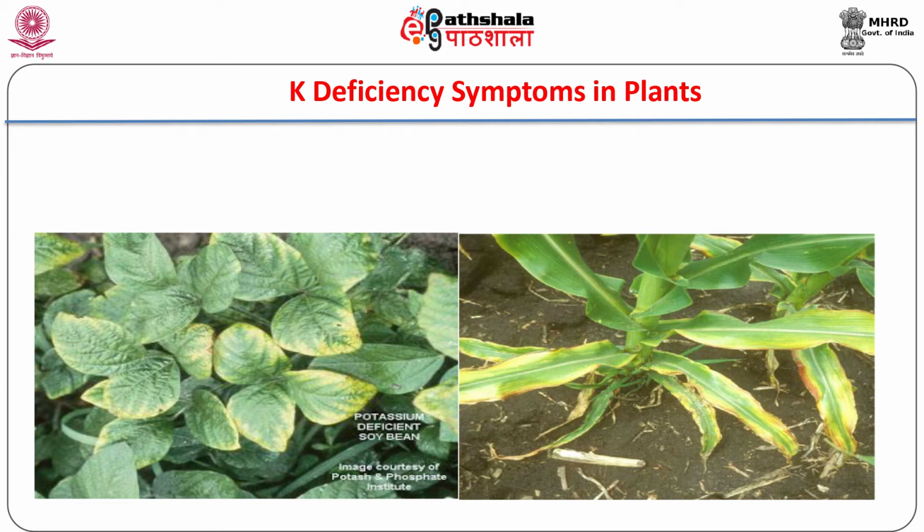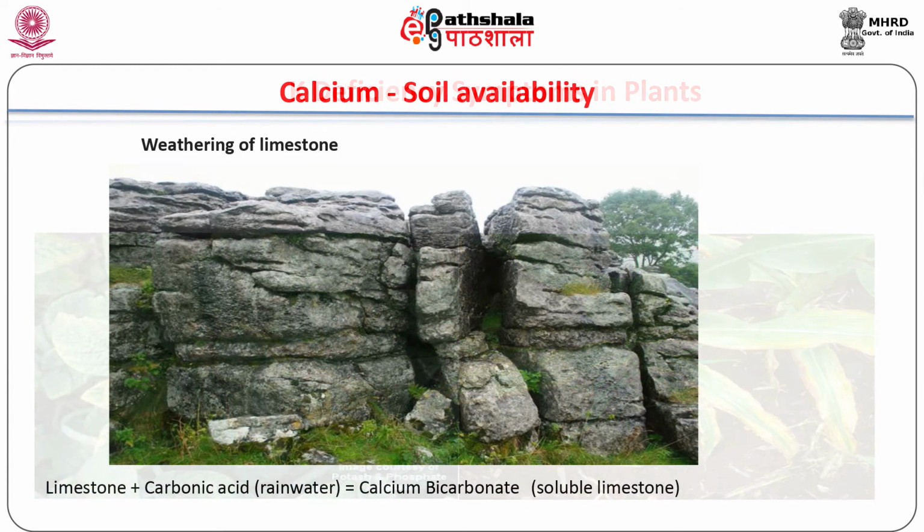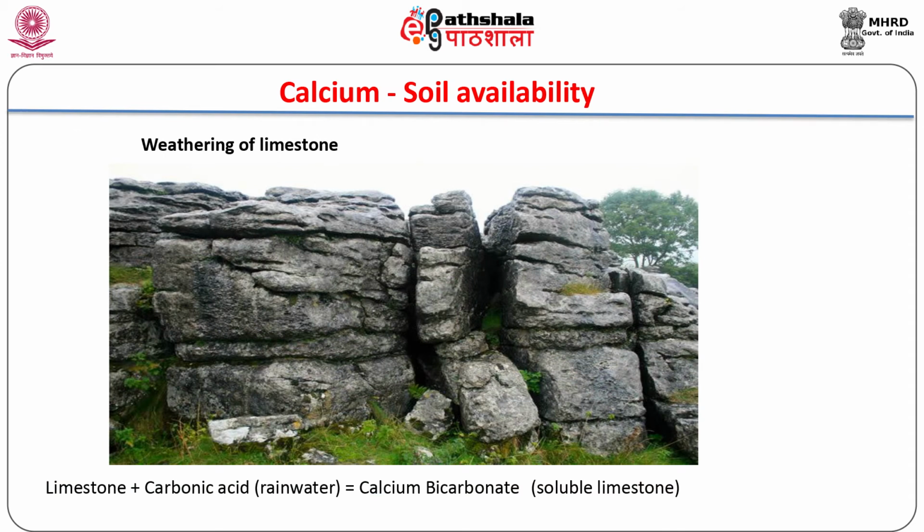Now we move on to the second element, calcium. Calcium content in soil arises from weathering of limestone. It forms insoluble salts like calcium phosphates, and hence much of the calcium is not available to plants. Calcium ions adsorbed on soil particles are taken up by plants through cation exchange.